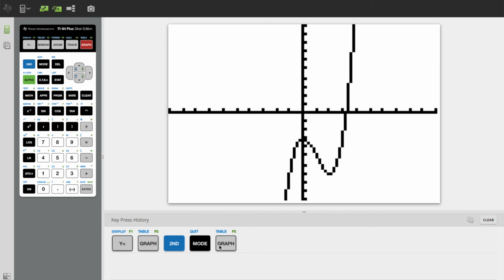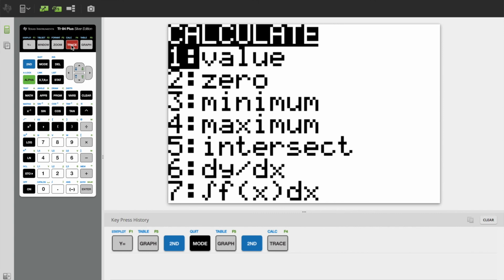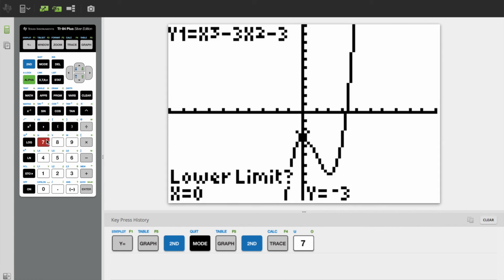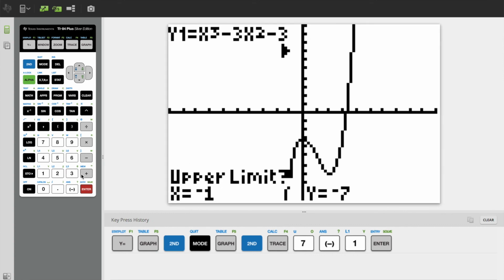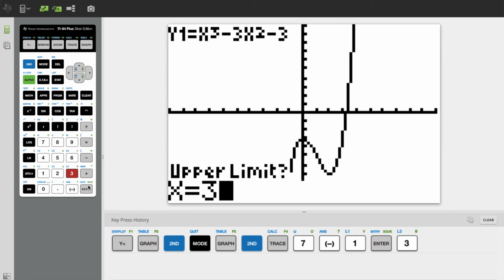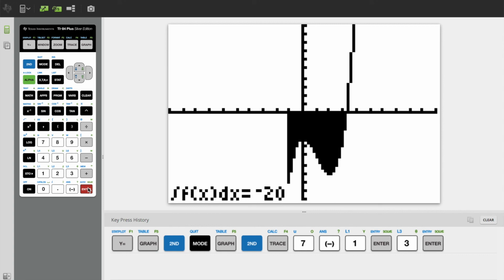All right, from here, you have your function. You're going to press second trace for calculate. Again, here is the definite integral or indefinite integral the way it's shown. We're going to choose 7, right? Because it's asking us for a lower limit, this is now going to become a definite integral. And there, -1, press enter. Your upper limit, 3, enter, and there it is.